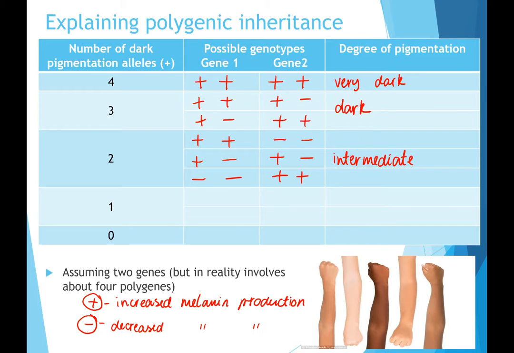Okay, and then on the other side, we could have had plus, minus, minus, minus, or we could have had minus, minus, plus, minus. All right, where we actually have a light colored person, all right, and then we could have had our last individual who is very light.